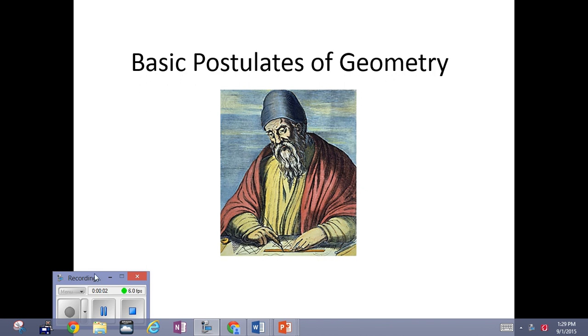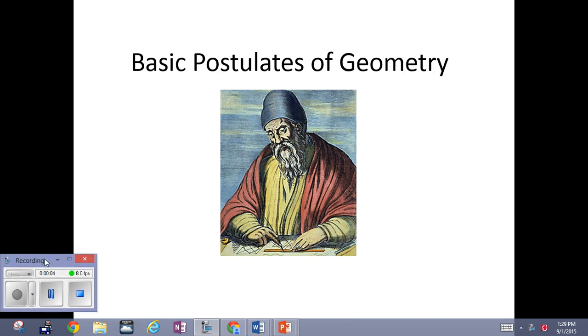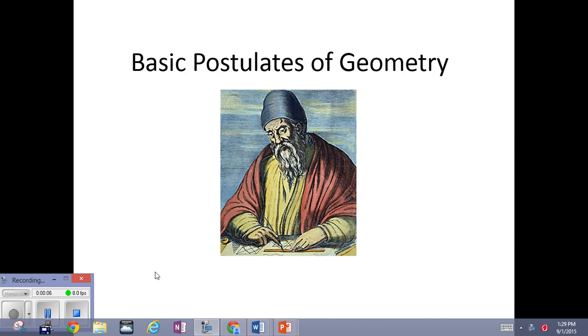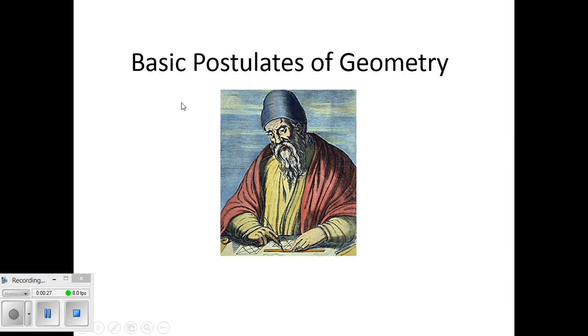Okay, guys, here we go. We're in the discussion here of our basic postulates of geometry, which are our building blocks, basic ideas that get us started. Part of geometry is built off Pythagoras, who is pictured here, a 3rd century BC mathematician, philosopher, and all-around knowledgeable guy.